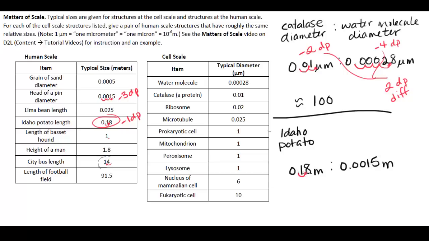Again, just to confirm, this one is 1 away from 1, and this one is 3 away from 1. Just like in our cell scale example, this is 2 decimal places away, or in other words, about a factor of 100 difference. Now work through the rest of the worksheet to get a sense for how big these things are at the cell scale compared to other things at the cell scale.